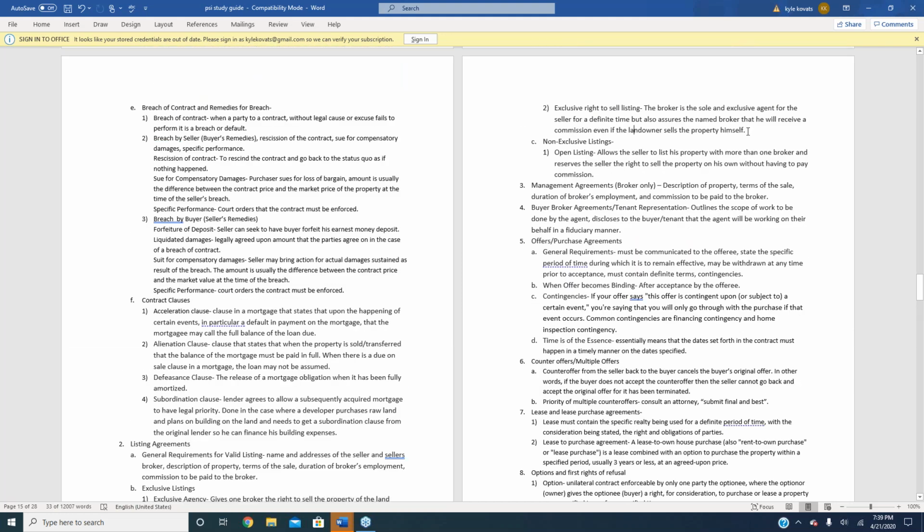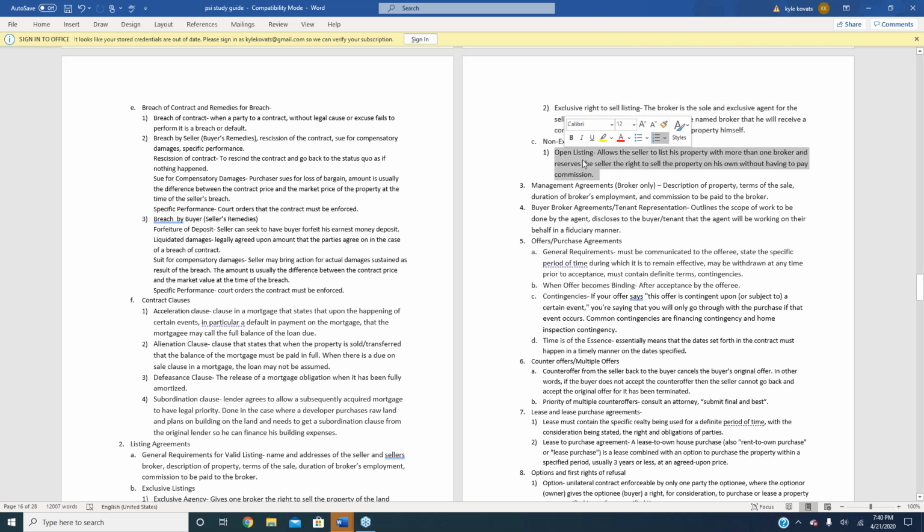And then the most common one here, the exclusive right to sell, the owner lists with one broker only. Any broker can show the property. Anybody can bring a buyer, and no matter who procures the buyer for the property, the listing agent gets paid their commission. So this type of listing here, we say, gives the listing brokerage the greatest protection because no matter who brings the buyer, they get paid.